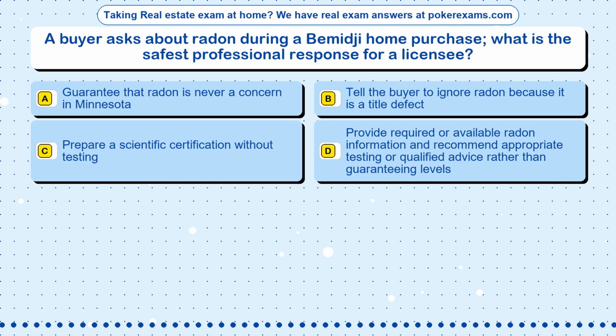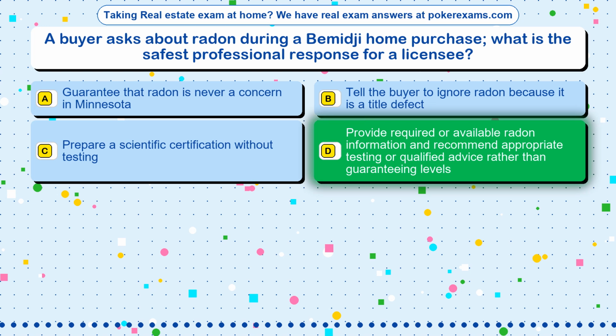Question 96. A buyer asks about radon during a Bemidji home purchase. What is the safest professional response for a licensee? Option A, guarantee that radon is never a concern in Minnesota. Option B, tell the buyer to ignore radon because it is a title defect. Option C, prepare a scientific certification without testing. Option D, provide required or available radon information and recommend appropriate testing or qualified advice rather than guaranteeing levels.